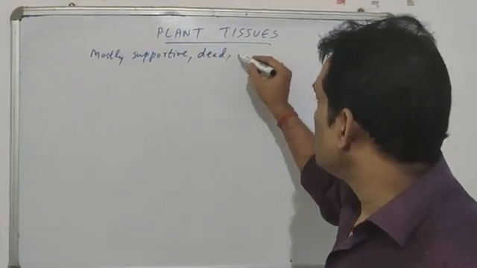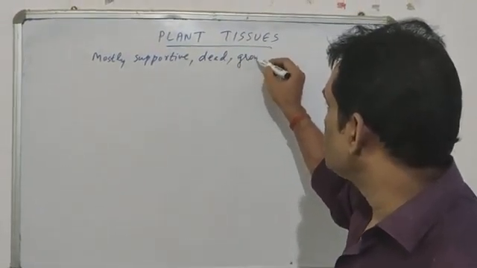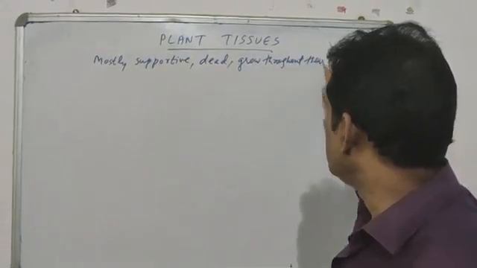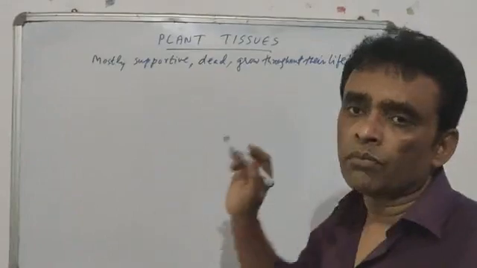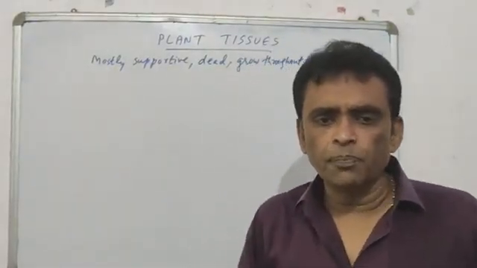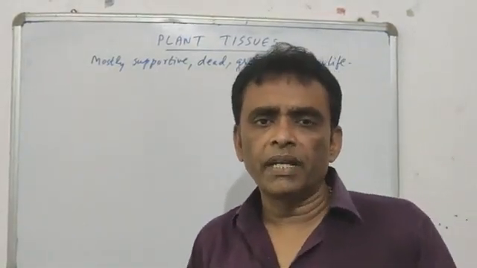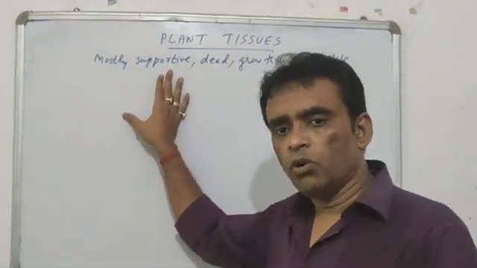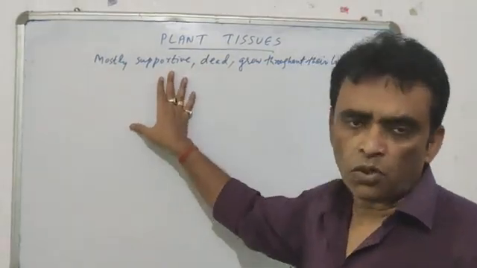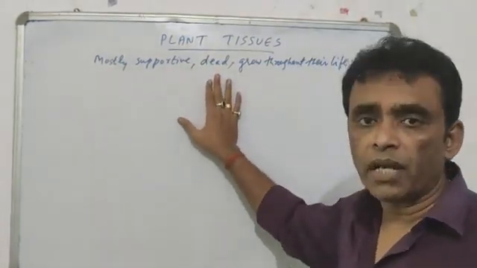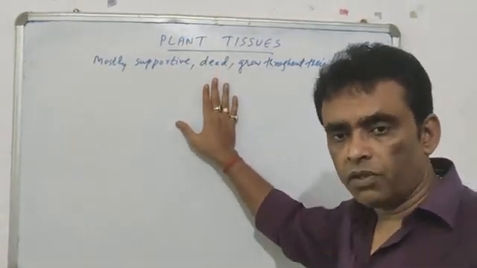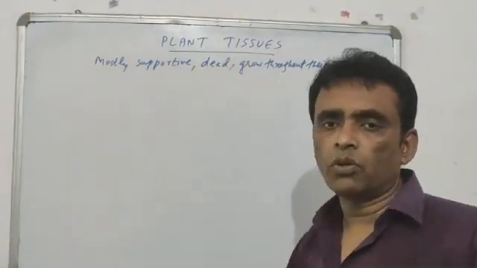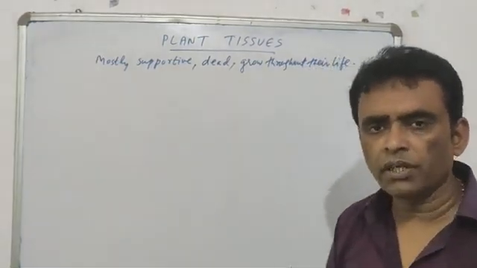And the second thing is that they grow throughout their life. So these 3 points are very important, which make the plant tissue different from animal tissue. The plant tissues are mostly supportive in nature, which is not so in animal tissues. Most of the plant tissues are dead, they are a part of the body, they are needed by the body. And then the tissues grow throughout the life. We'll go into detail on what they are.